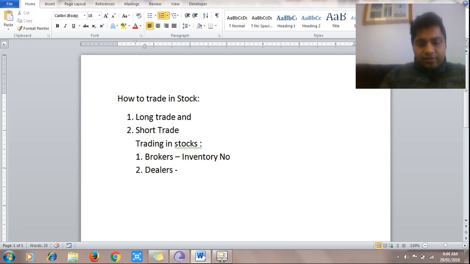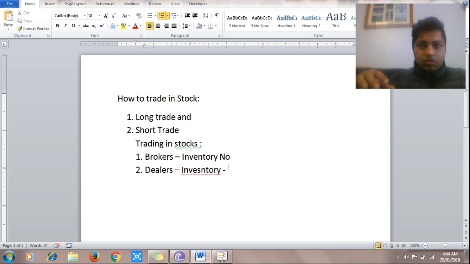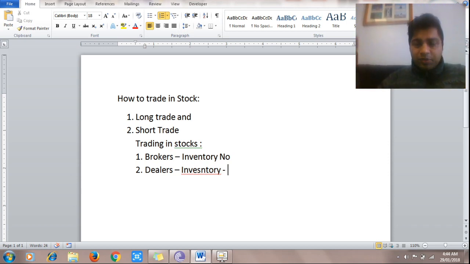Then dealers have inventory. They buy from the seller, keep it in their inventory, and then find a person who wants to buy, and then they sell it. So the major difference between dealers and brokers is that brokers don't have any inventory, while dealers generally carry inventory.